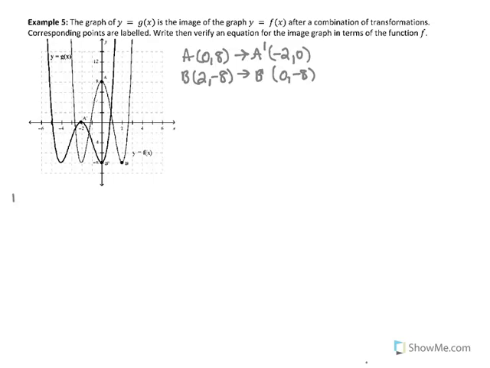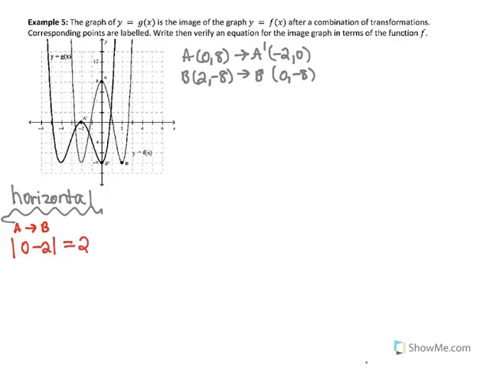So let's start by figuring out our horizontal change. So we're going to go A to B first. So we have 0 minus 2, which is 2. And then we're going to have A prime to B prime, which is negative 2 minus 0, which is 2. So it doesn't change, so our B value is going to be 1.